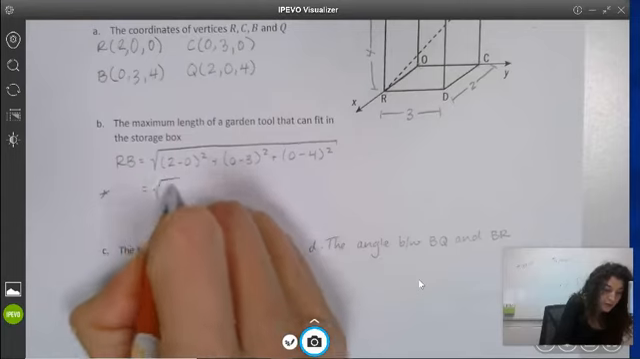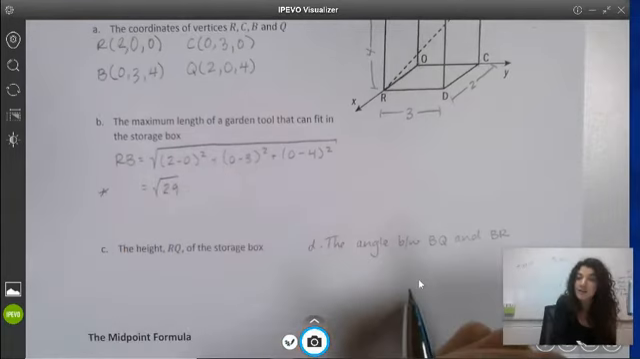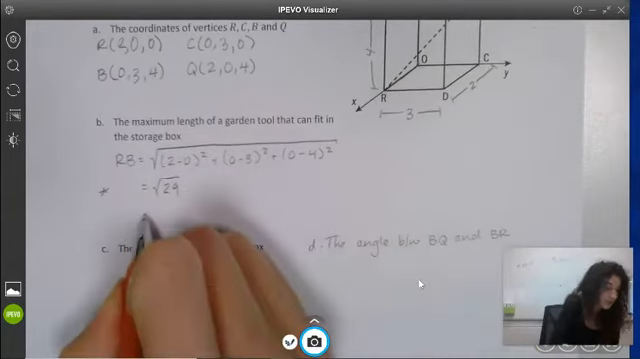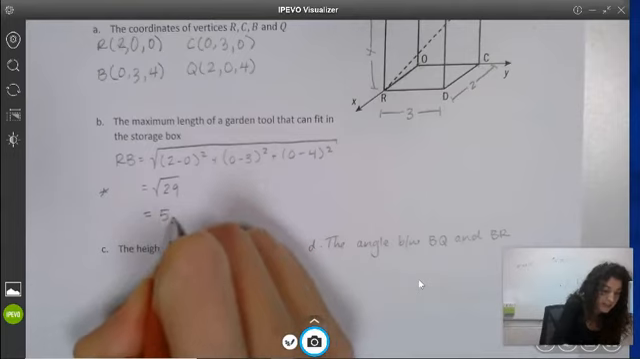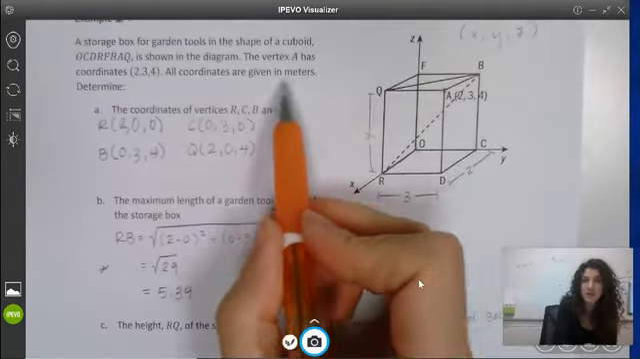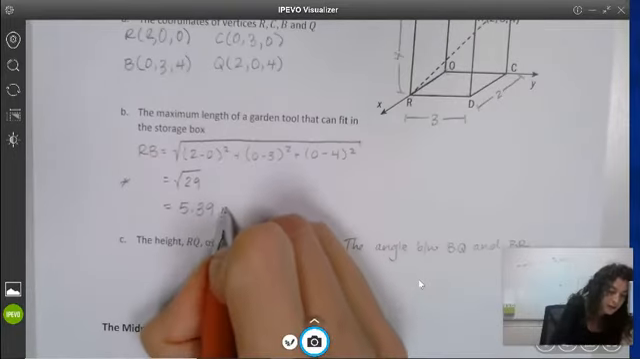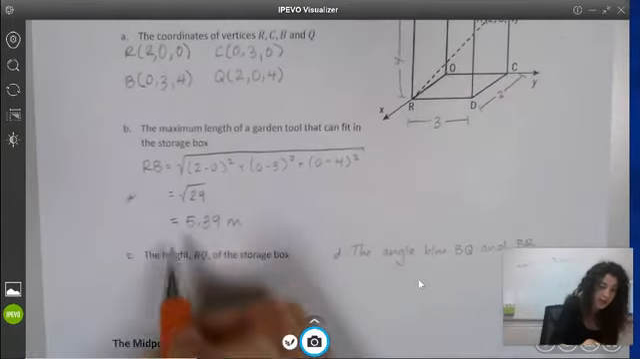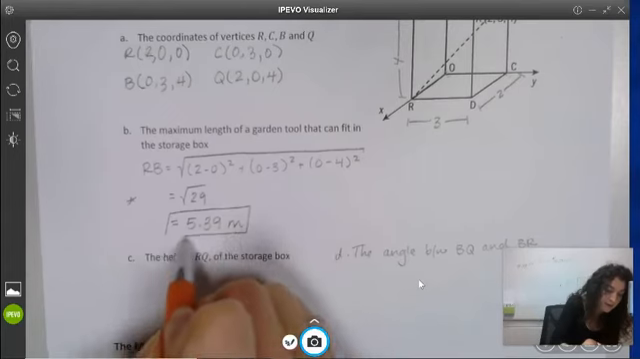You should have gotten the square root of 29. If not, go back and double check your calculations. 3 significant figures means that that answer is 5.39, and it does say that our measurements are given to us in meters. So I do know that that's 5.39 meters.